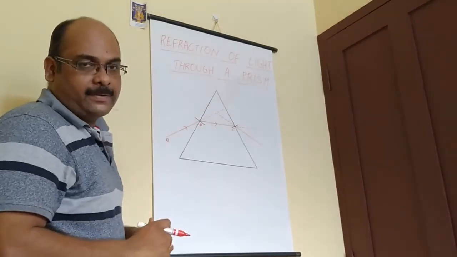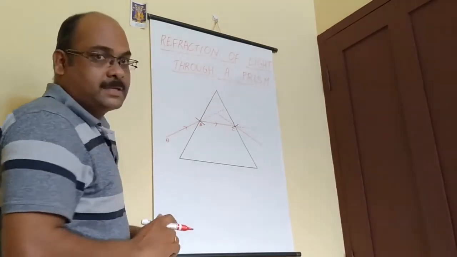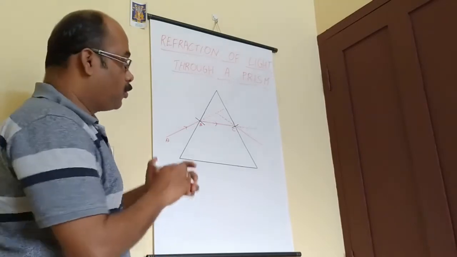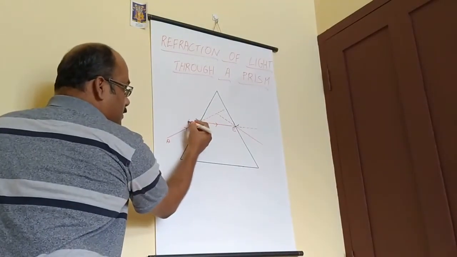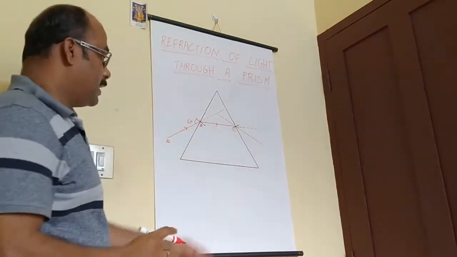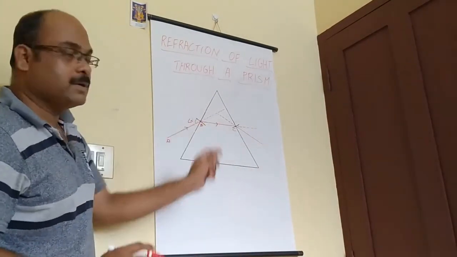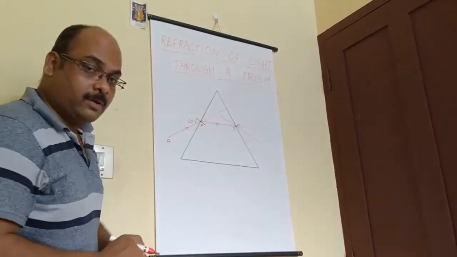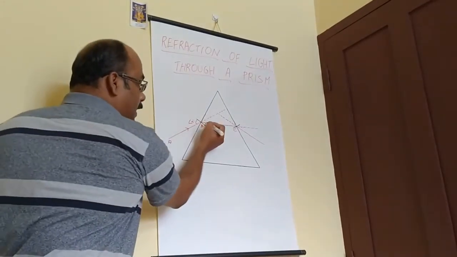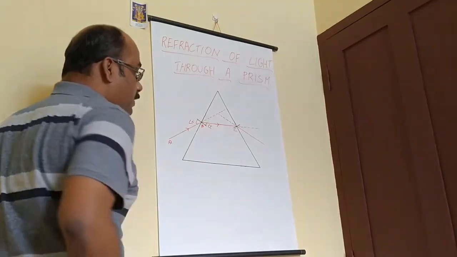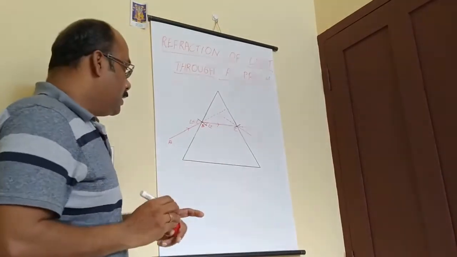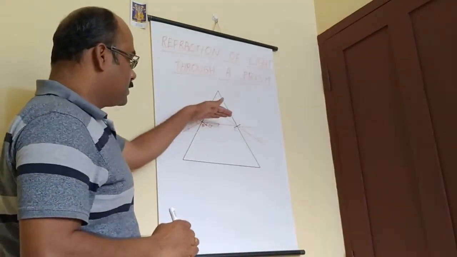Now what is the angle of incidence? The angle of incidence is the angle between the normal and the incident ray. So it will be this. This is the angle of incidence, the angle between the incident ray and the normal. And what will be the angle of refraction? It will be the angle between the refracted ray and the normal. That is the angle of refraction. Now this ray is going in this direction.